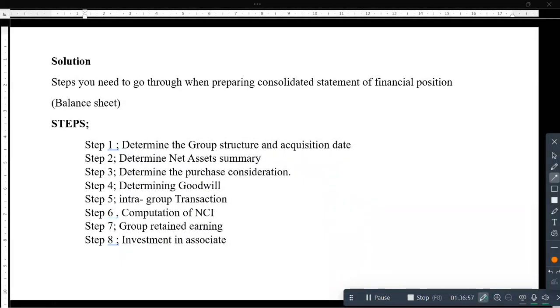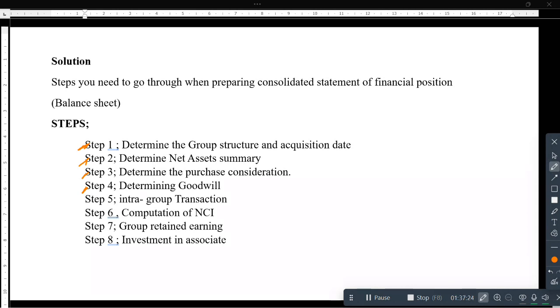You need to know how to determine the group structure, to know the parent, subsidiary, associate, and how much percentage is being held in the other company. Then you need to check the net assets. I have showed you how to do that. Check the purchase consideration amount which was paid to acquire shares in another company. Look at goodwill by checking the difference between purchase consideration and net assets at acquisition date.